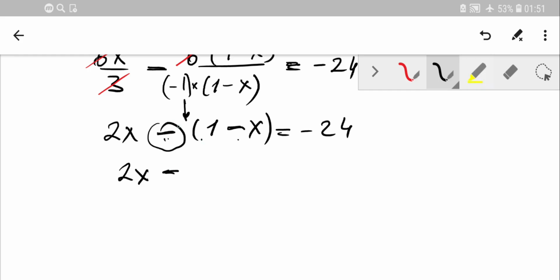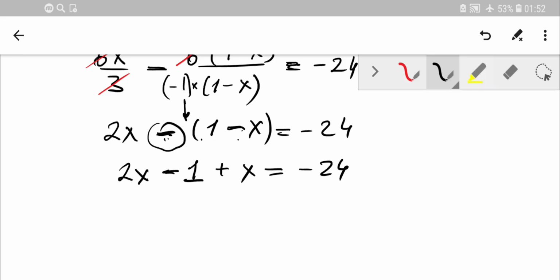In order to distribute, you just need to put minus before each term within the brackets. But there are no brackets anymore. So you get minus 1 and plus x because you swap the sign. Two negatives during multiplication or during division will give you positive sign. Okay, that's equal to negative 24.